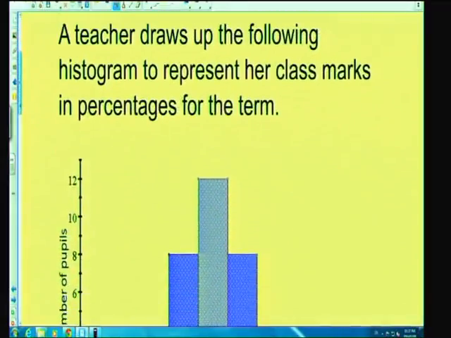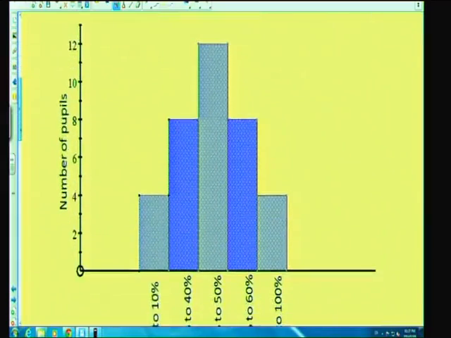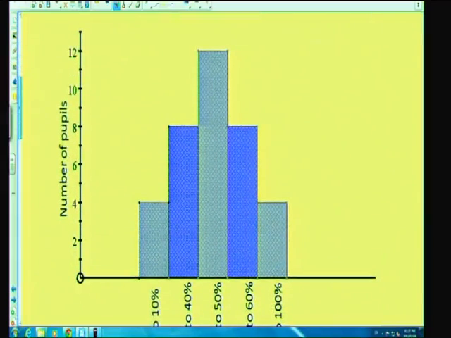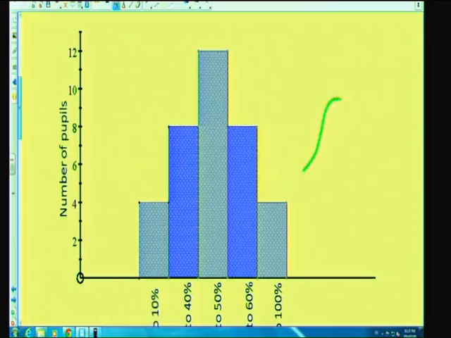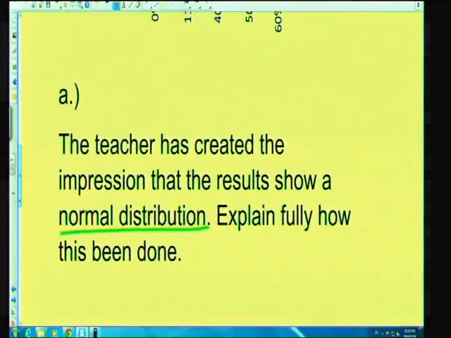Okay. Right, question 6 says, a teacher draws up the following histogram to represent her class's marks in percentages for the term. Beautiful. If I was the teacher, I'd be ecstatic with that because it means I've got a normally distributed group. Normal curve, remember, is that bell curve, and that's what it very much looks like, and I think that was quite nice. However, let's read on. It says, the teacher has created the impression that the results show a normal distribution, which is exactly what my impression was. And then it says, explain fully how this has been done.